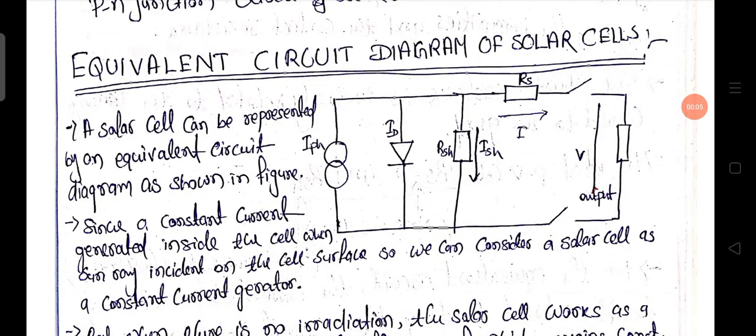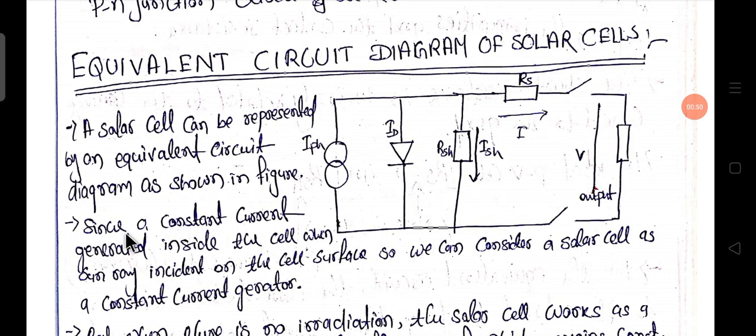Okay. Today we are going to study the equivalent circuit diagram of a solar cell. That means, what can be the equivalent circuit diagram of a solar cell? You can see in today's class. This is the equivalent circuit diagram of a solar cell. This is our solar cell, and this is our equivalent circuit diagram. A solar cell can be represented by an equivalent circuit diagram as shown in the figure.